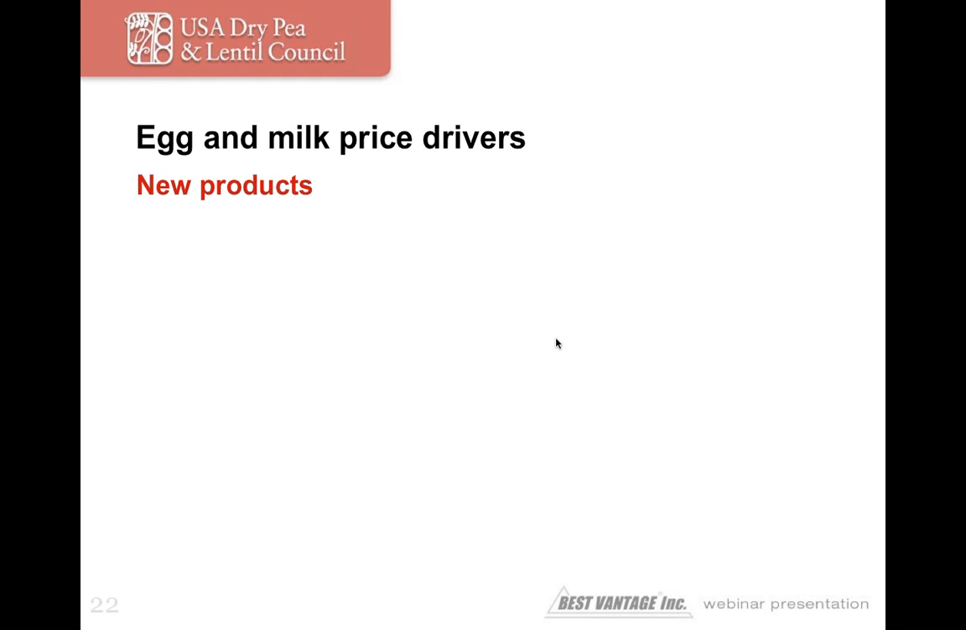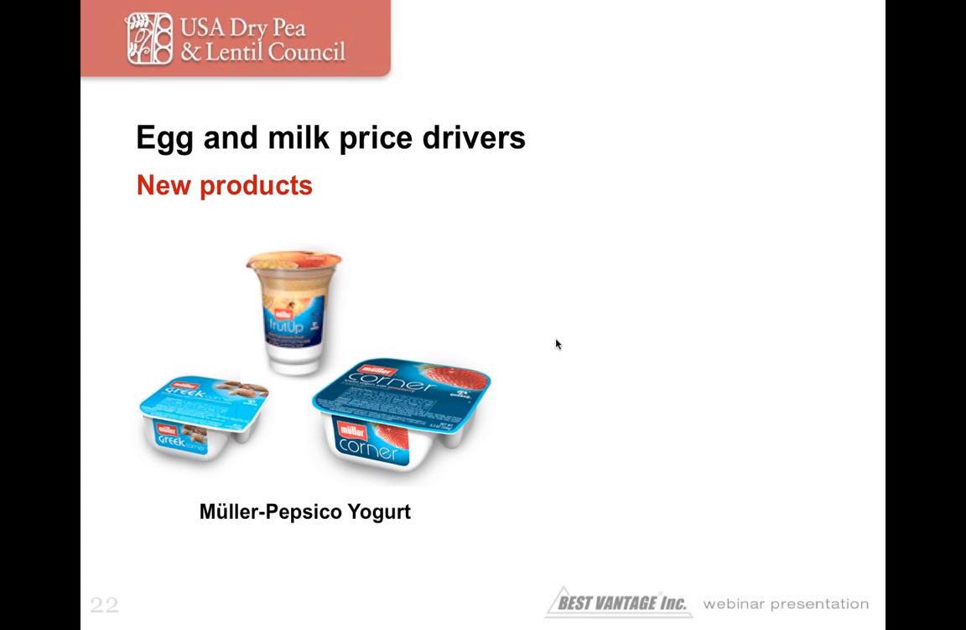We also have to deal with new products. The introduction of a very significant new product or new product category into the US market can have a very significant impact. For example, Mueller PepsiCo is building the joint venture between Mueller and PepsiCo to introduce the Mueller Greek yogurts. This joint venture is right now building the world's largest yogurt plant in the state of New York, which is going to have a very major demand on existing milk prices.